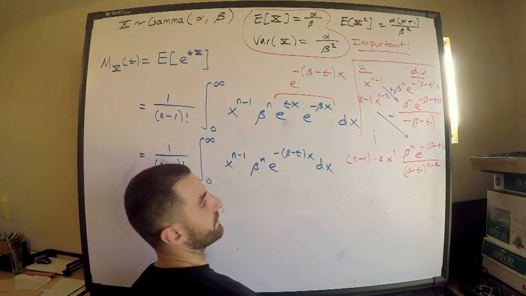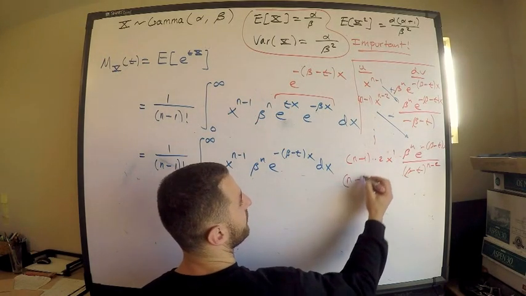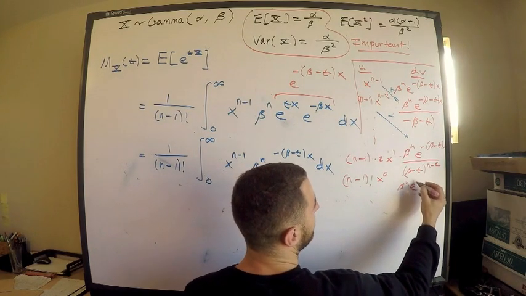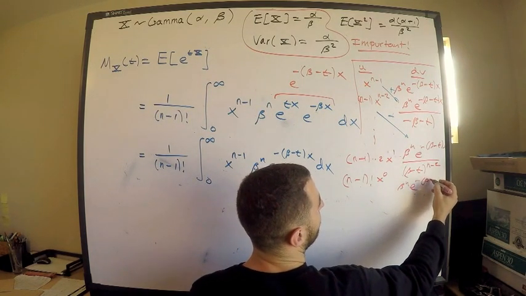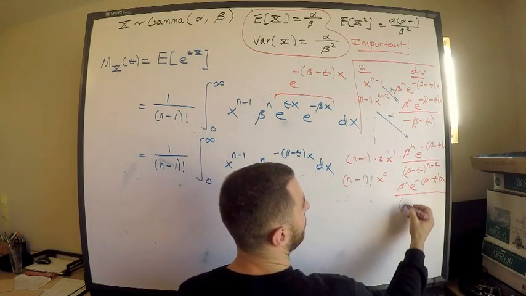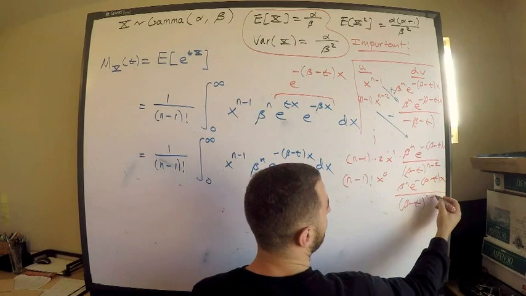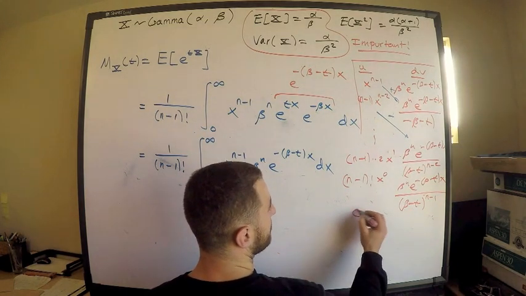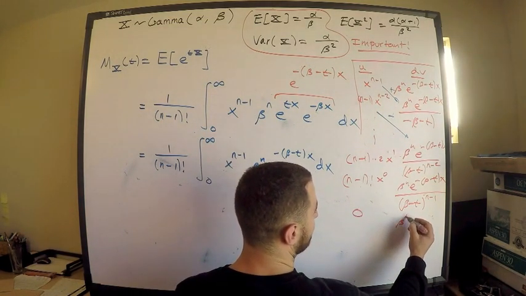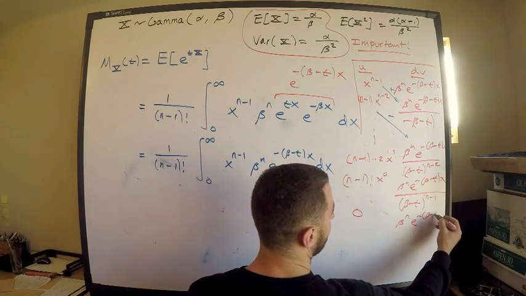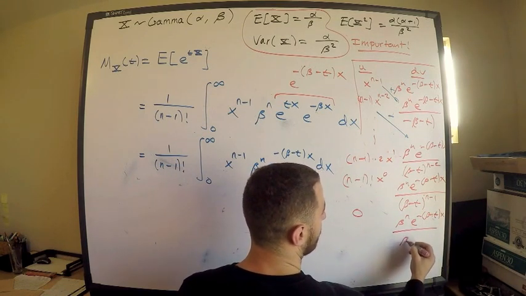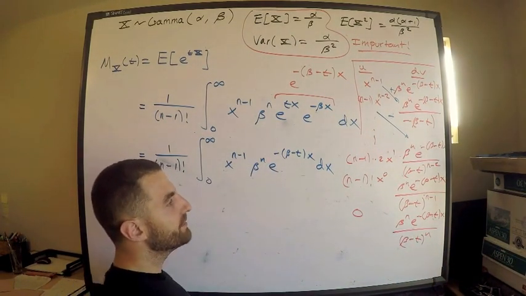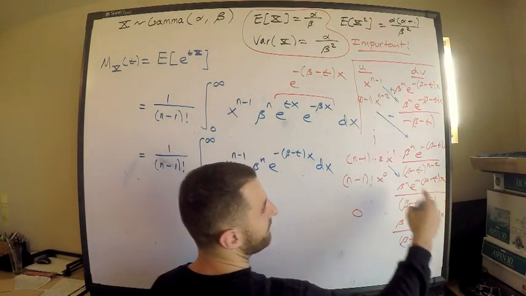This is going to be n minus 1 factorial, x to the 0. This is going to be beta to the n, e to the negative beta minus t to the x, over beta minus t to the n minus 1. Okay, yeah, this looks good. And then this is going to be 0, and then this is going to be beta to the n, e to the negative beta minus t x over beta minus t to the n. Finally, keep track of how you're doing this with the tabular method. This goes here. I'm going to have some negatives floating around here too.